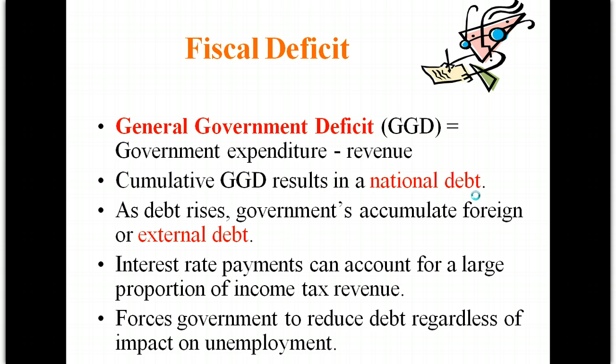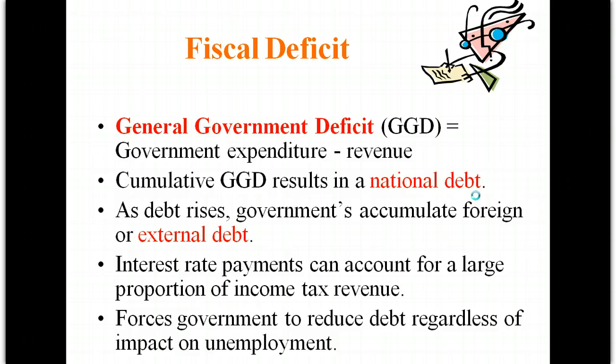If expenditure exceeds revenue, as it tends to do, and definitely does so at the moment, the government runs a general government deficit. And over time, the cumulative general government deficit results in a national debt. That if you're running sustained annual deficits and you're funding those deficits through borrowing, over time then the debt will increase. And as debt rises, governments accumulate foreign or external debt, borrowing the money from abroad. So what you get is, as the debt gets larger and larger, the level of interest payments gets larger and larger, and interest payments can account for a large proportion, not just of income tax revenue, but of all tax revenue.